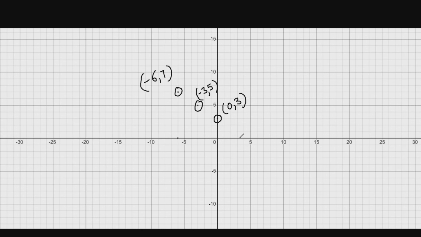Then 3, 1. This is the next point, 3, 1. Then the next point is 6, negative 1. So this is the next point, which is 6, negative 1. Now we have to join all the points and you will see that we'll get a straight line.